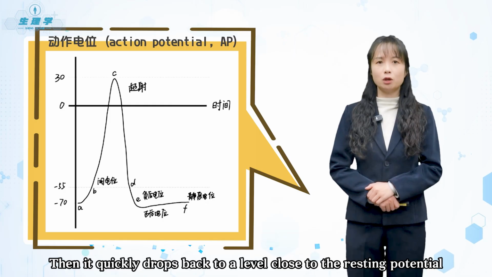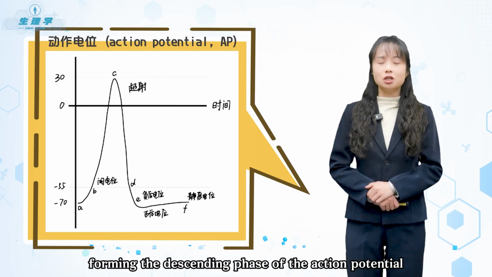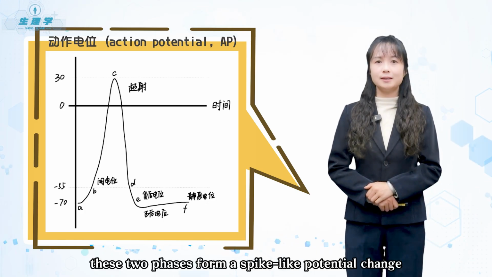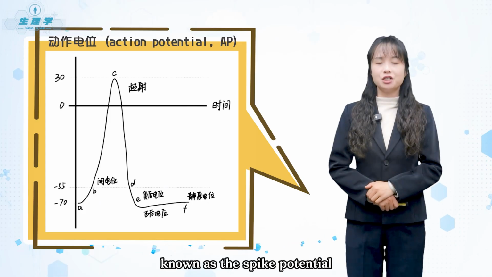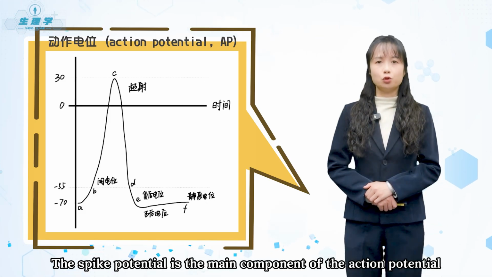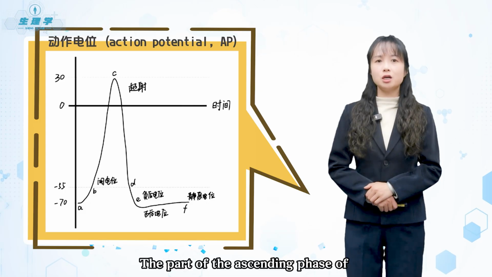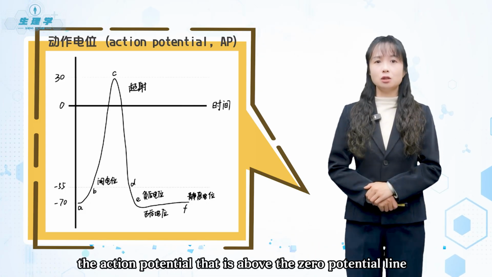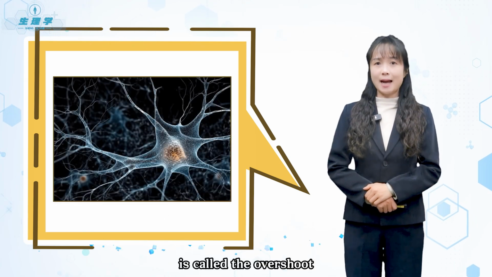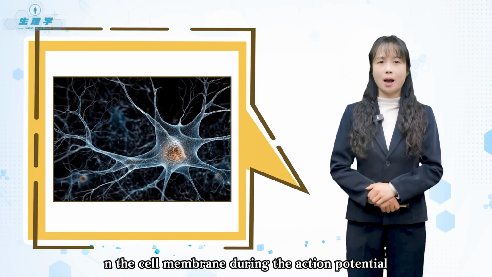Then it quickly drops back to a level close to the resting potential, forming the descending phase of the action potential. Together, these two phases form a spike-like potential change, known as the spike potential. The spike potential is the main component of the action potential, and is regarded as the hallmark of the action potential. The part of the ascending phase of the action potential that is above the zero potential line is called the overshoot. Let's take a look at what changes occur in the cell membrane during the action potential.